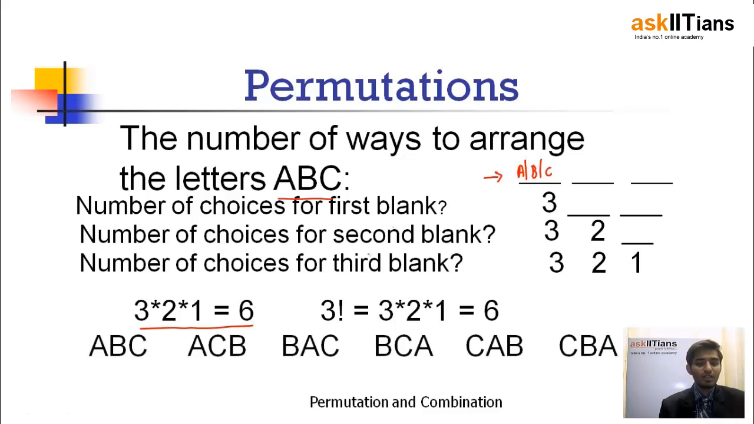And which are these 6 ways? Either it can be ABC, ACB, BAC, BCA, CAB, or CBA. These are the 6 ways in which we can arrange letters A, B, and C.